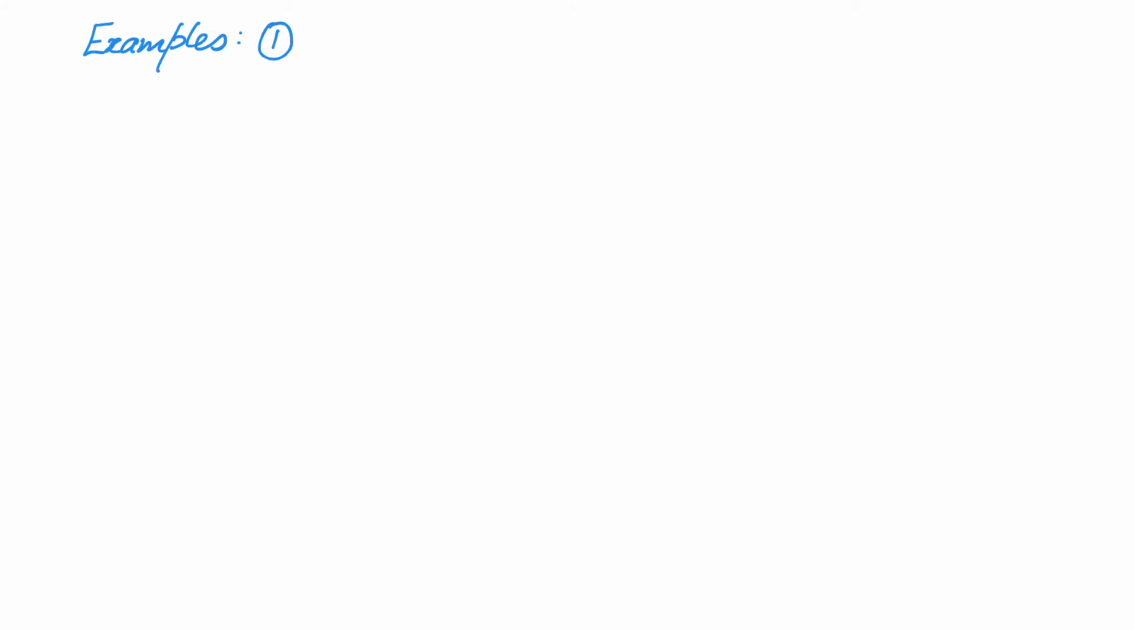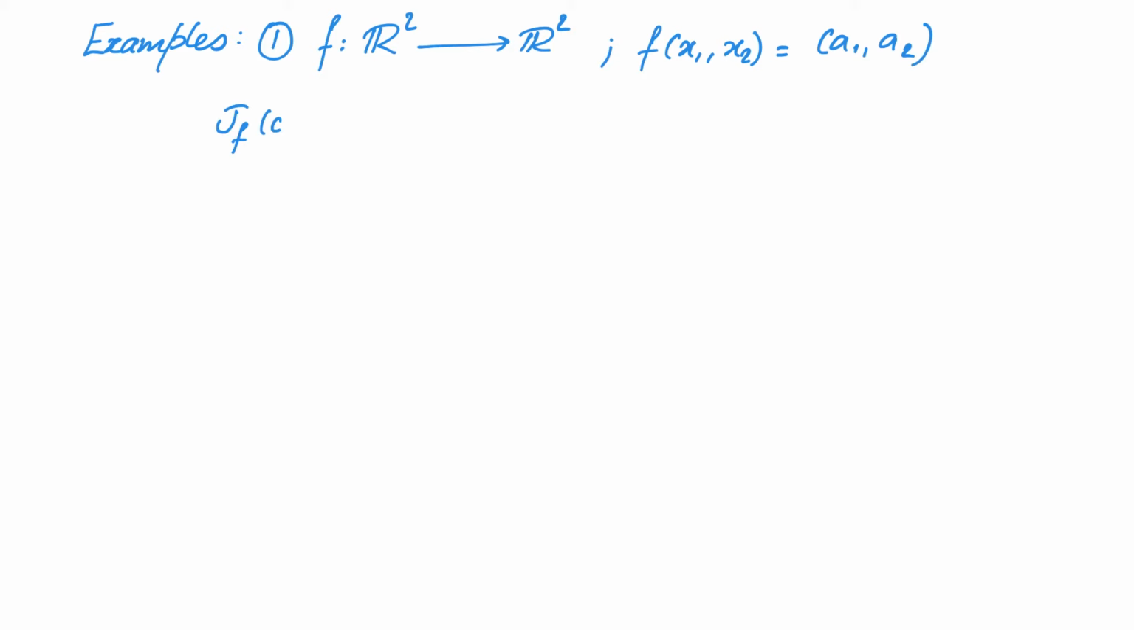Let us now look at some examples, starting from very basic examples. First, we will look at a function f from R2 to R2 defined as f(x1, x2) equal to (a1, a2). That means it's a constant function. Now, by computing the partial derivatives, we can see that the Jacobian matrix for this function is the zero matrix. And we will show that this function is indeed differentiable.